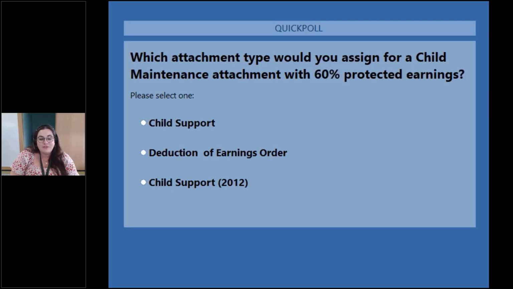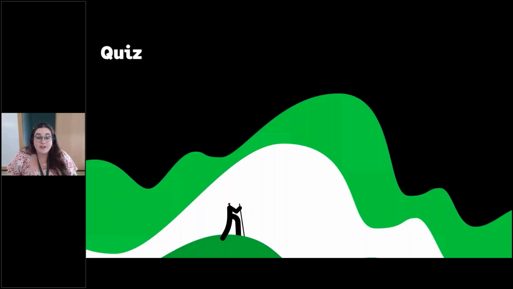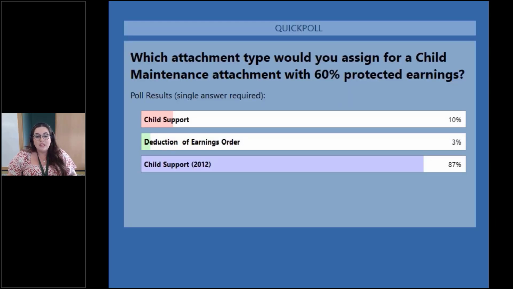Fab, again, looks like most of you have got that right. A little bit longer till I reveal that answer. Fabulous. Okay, let me close that down now and share those results. So remember there are 2 child support attachment types. 10% of you have just said it was a child support one, but 87% of you have said child support 2012 and 87% of you are correct.